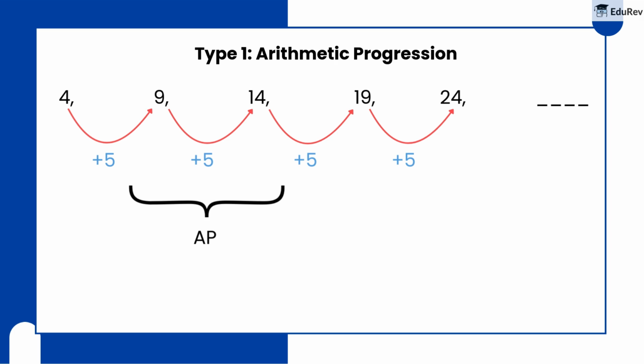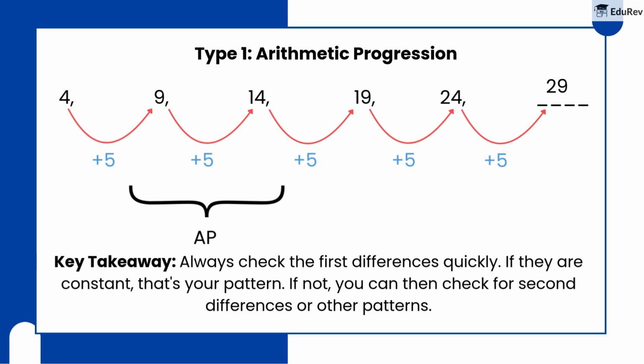To find the next term, we just add 5 to the last known term. 24 plus 5 equals 29. The blank should be 29. Key takeaway? Always check the first differences quickly. If they are constant, that's your pattern. If not, you can then check for second differences or other patterns.